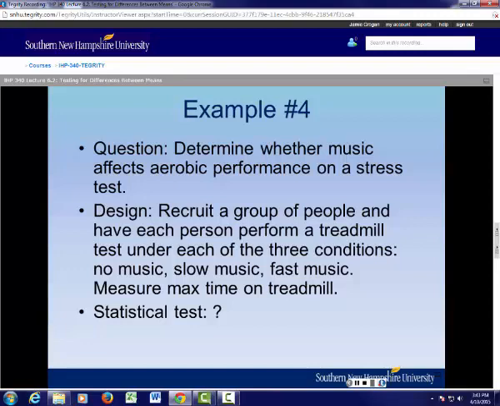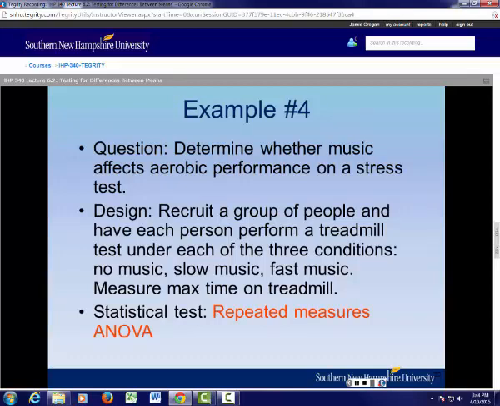And because the people who were in the no music group were the same people in the slow music group, and they were the same people also in the fast music group, because they were the same people coming in multiple times to the lab and getting measured with the same test but under different conditions, this is a dependent group kind of scenario. So what this is called for an analysis of variance is repeated measures analysis of variance. This is a repeated measures analysis of variance.